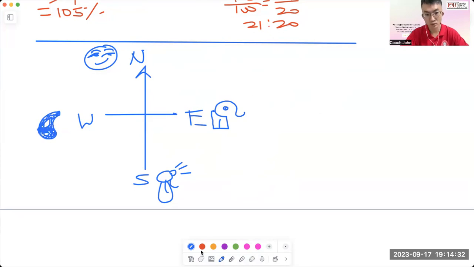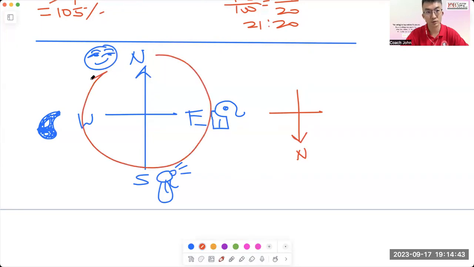Okay, so what must you take notes is that sometimes in the question, your north is at the bottom. And because it's naughty elephant spray water, you can still do it as naughty elephant spray water. So naughty elephant spray water. Take note that your elephant is at the opposite end. In this case, it's on your right side. In this case, on the left side.